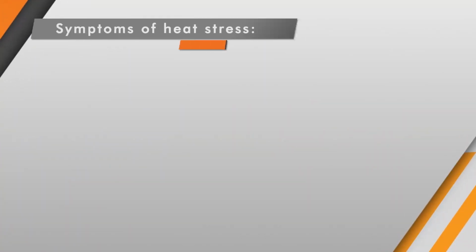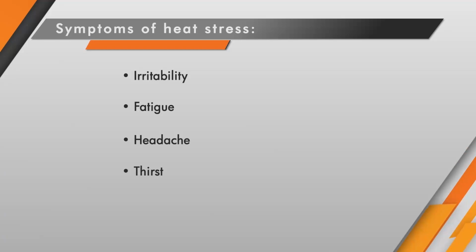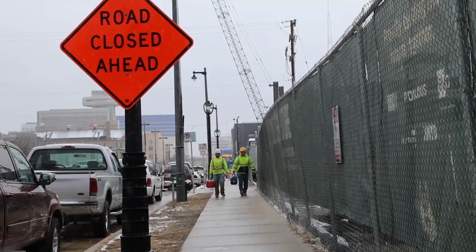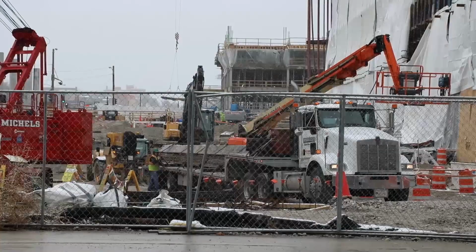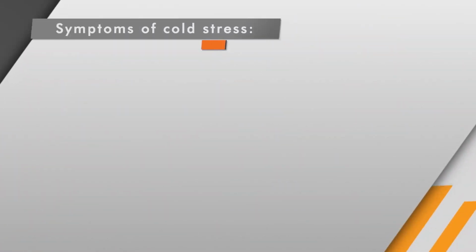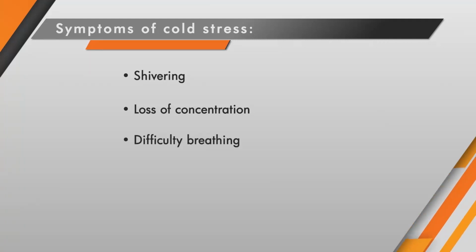General symptoms of heat stress are irritability, fatigue, headache, substantial thirst, and heavy perspiration. Heat stress can progress to life-threatening heat stroke, which requires immediate medical attention. On the other hand, if you're exposed to cold and wet conditions, serious injuries can occur, such as hypothermia, frostbite, chilblains, and trench foot. General symptoms of cold stress are shivering, loss of concentration, and difficulty breathing. Hypothermia, where the body's core temperature drops below 95 degrees, is a life-threatening condition.